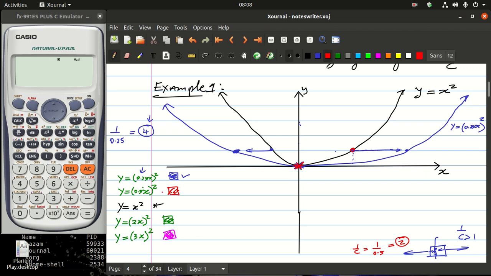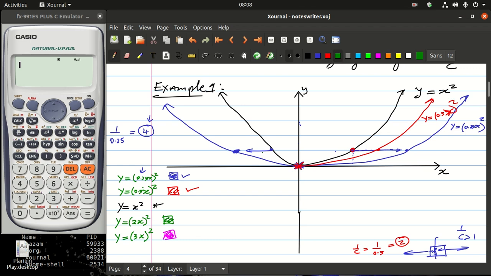But now the strength of this, yes, this is bigger than 1, so it's going to be somewhere there, and it's also less than 4, which means it's going to be in between there. So this curve here is going to go somewhere in between. So this is y is equal to 0.5x whole squared. And then we're done with that.